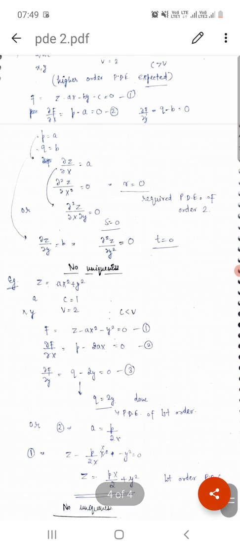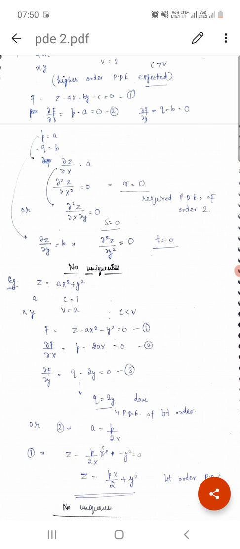So next question, z equals ax square plus y square. In this question, the number of arbitrary constants is just 1, a, and the number of independent variables is 2, which is x and y. Since the number of constants is less than the number of variables, what we can expect is that there will still be a partial differential equation of first order, but we cannot expect proper uniqueness in this case.